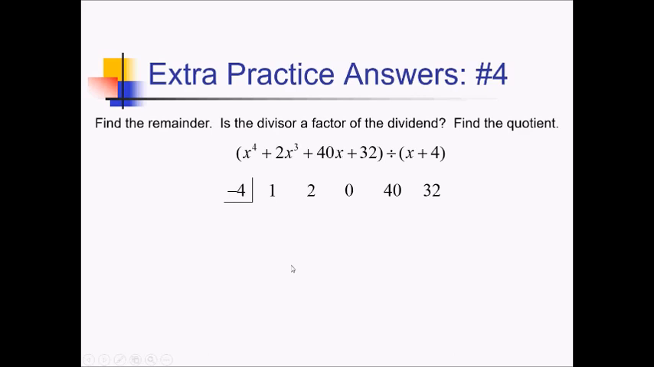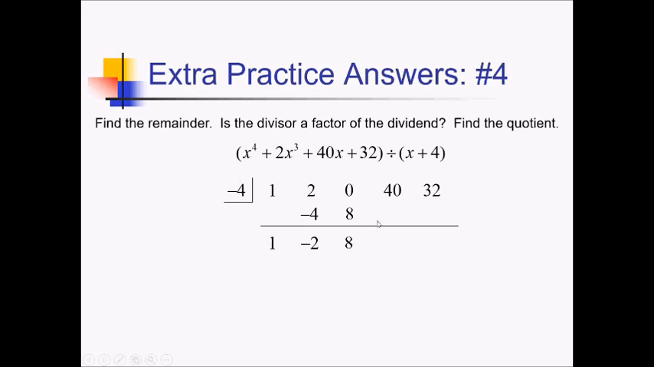So we leave some space, draw a line, bring down our first coefficient of 1. Negative 4 times 1, that gives me a negative 4 up here. 2 plus negative 4, that's how we're getting these bottom row numbers now, is adding these top two rows. 2 plus negative 4 is negative 2. And now we keep multiplying the box number by the bottom row numbers. So negative 4 times negative 2 is 8. 0 plus 8 is 8.